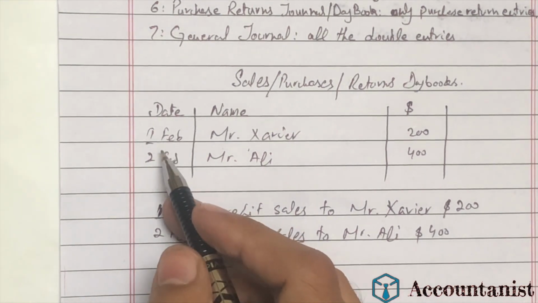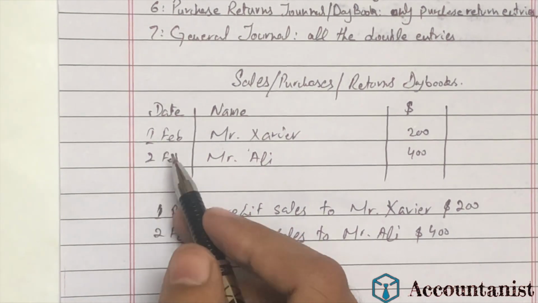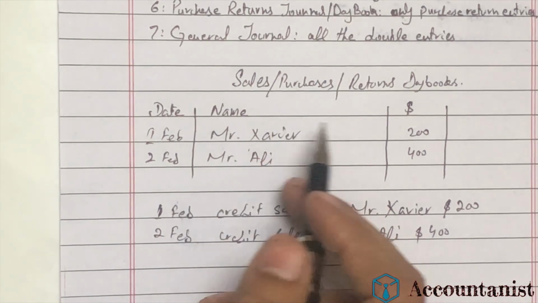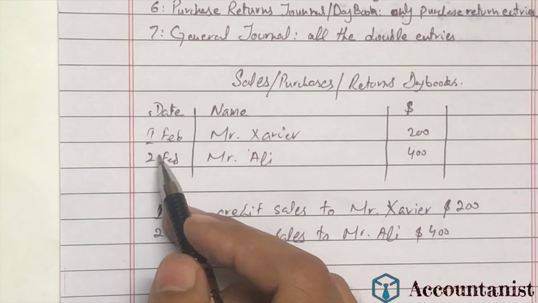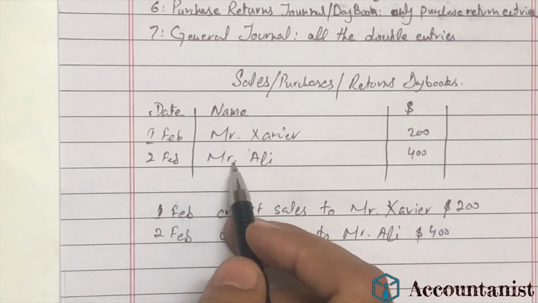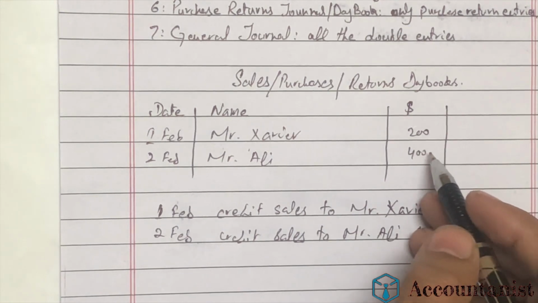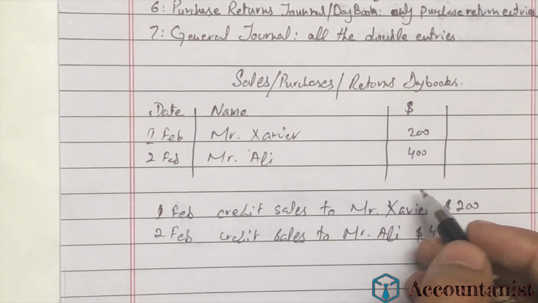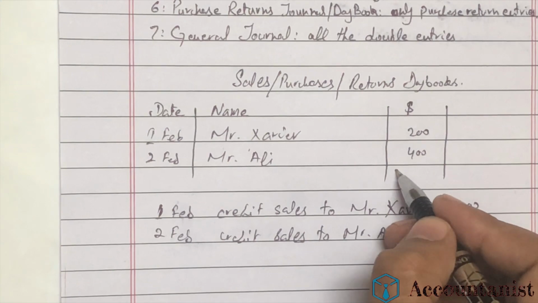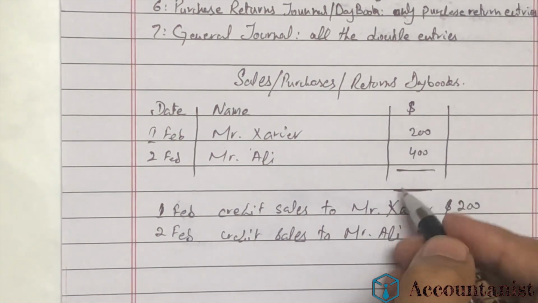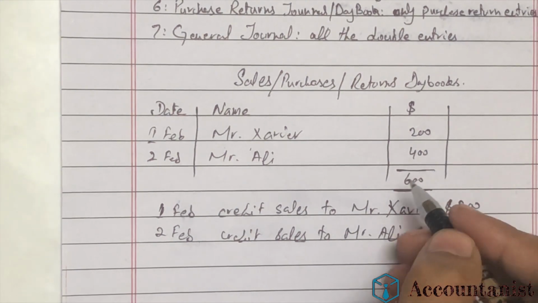Similarly, we record all the transactions here, on a daily or weekly basis: how many sales, how many purchases, returns we have done. We'll write down the dates, the name of the customer or supplier, and the amount here. So what next? How to balance it off. We'll write down the total, and that will be 600.